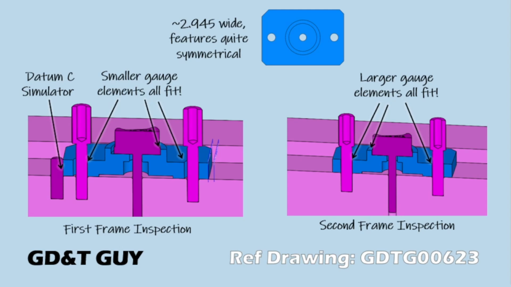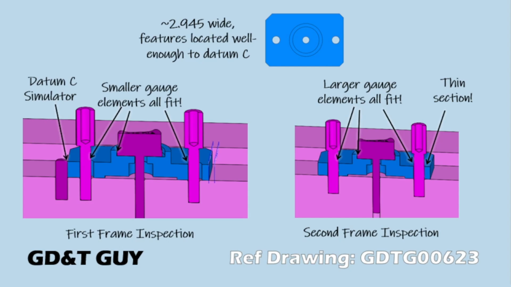Now in the first frame inspection on the left, our gauge elements will all still install, even though they're shifted all the way over to the other side. And then in the second frame inspection on the right, this one will also pass. So it seems like this set of callouts on GD&T 00623 will allow the symmetrical parts through.